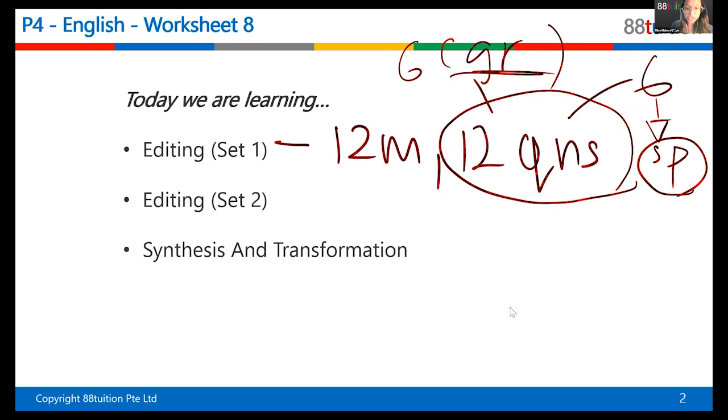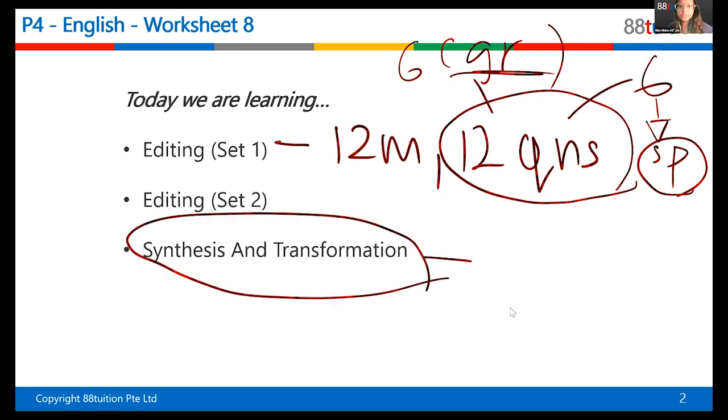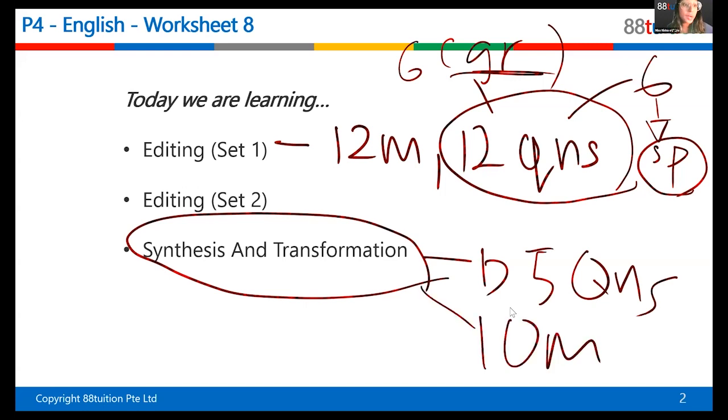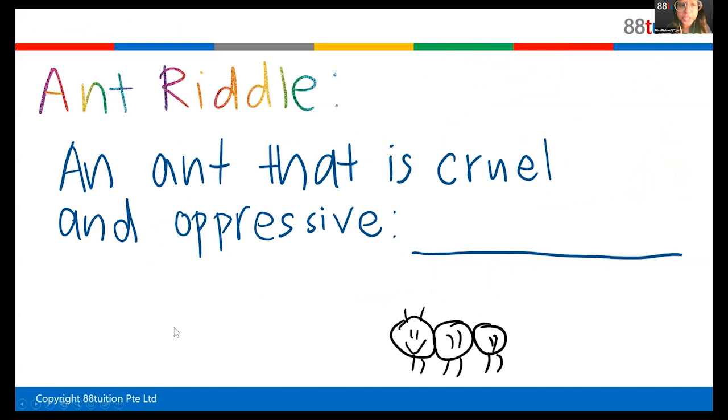Now, synthesis and transformation, anyone knows how many marks it is for PSLE? Anyone? No, there's only 5 questions. Each of them is 2 marks, so it's 10 marks altogether. So each question is 2 marks. Okay, so that is synthesis and transformation. So let's look at today's AND riddle first.